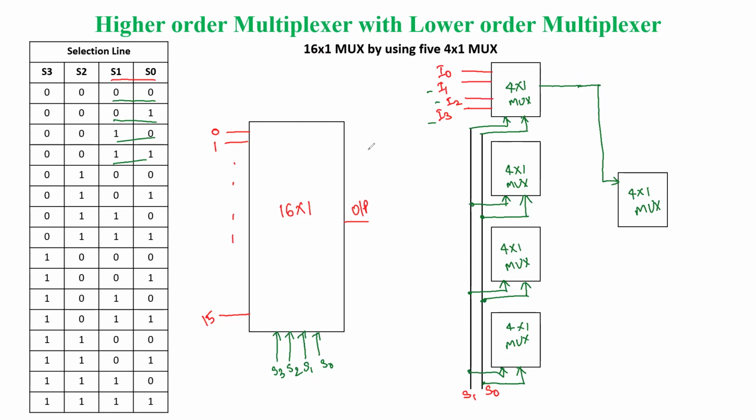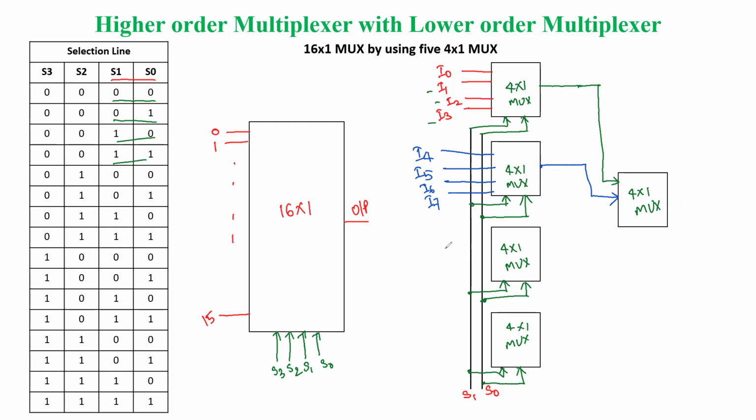Now again, for the second multiplexer, on the input side we'll have 4 inputs. Those inputs are represented here. This is I4. Next we'll have I5, next I6, and next is I7. Again, a similar condition: when we have 0, 0, the output is going to come, and the output of this multiplexer is given as input to the 4x1 multiplexer here.